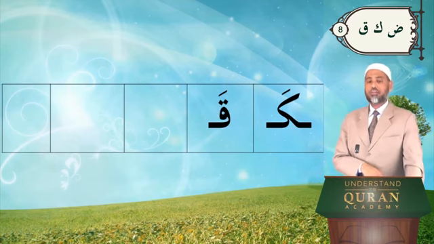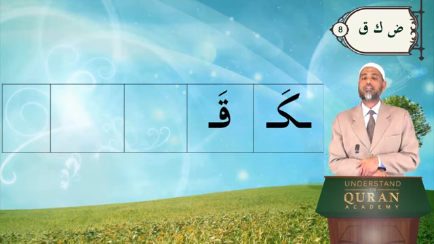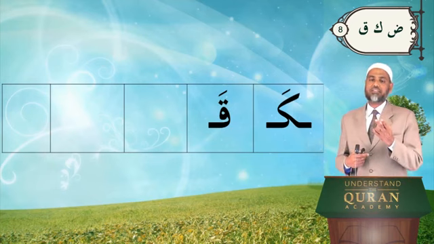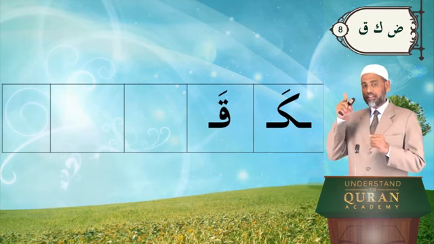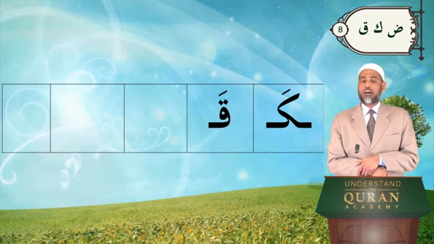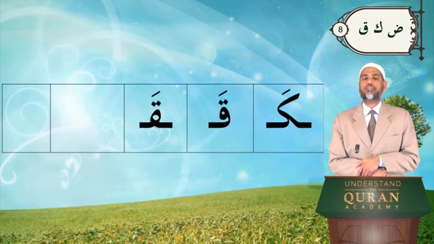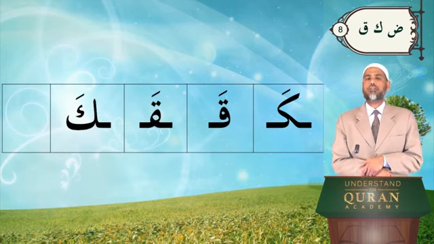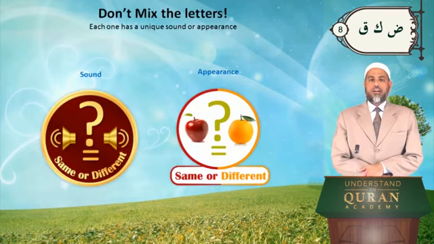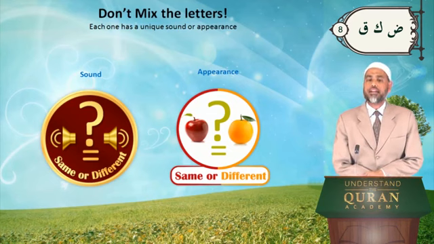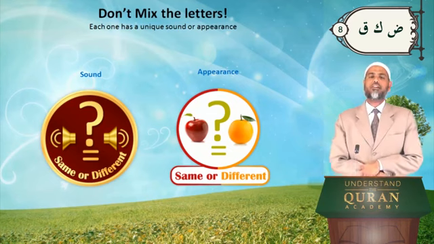Qa, two dots on a circle, that is qaf. Two dots on the top, without the circle, is ta. But two dots on the circle is qaf. Qa. And this one, couch with a cap in its lap. Ka. And the last one, da. Don't mix the letters. Each letter has a unique sound or appearance.